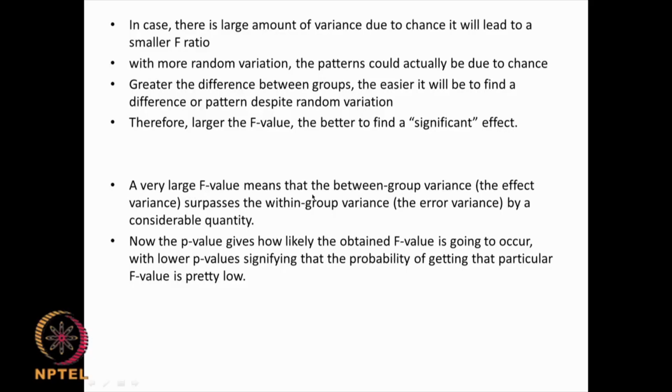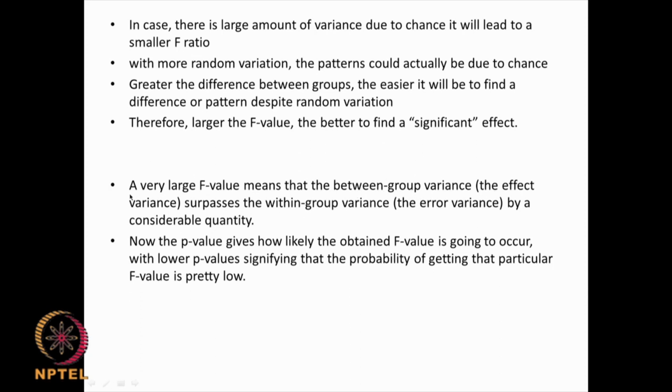So, a very large F value means that between group variance surpasses the within group variance, you understand, between sample variance over within sample variance. Always within sample variance should be very small in order to find between sample variance or between group variance. This within sample variance is also called error variance, whereas between sample or between group is also called effect variance.